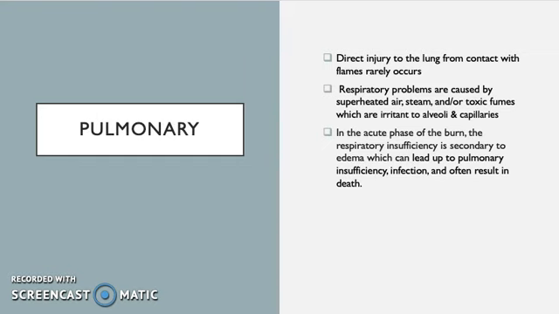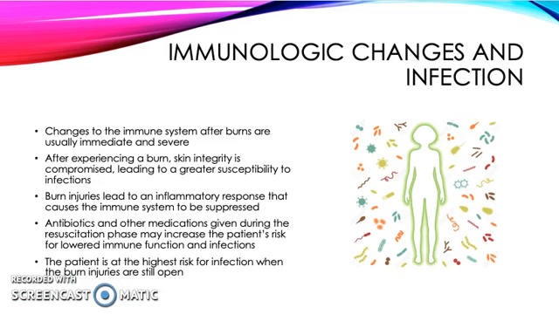In pulmonary changes, direct injury to the lungs from contact with flames rarely occurs. Respiratory problems are usually caused by superheated air, steam, and/or toxic fumes, which are irritants to the alveoli and capillaries. In the acute burn phase, respiratory insufficiency is secondary to edema, which can lead to pulmonary insufficiency, infection, and often results in death.